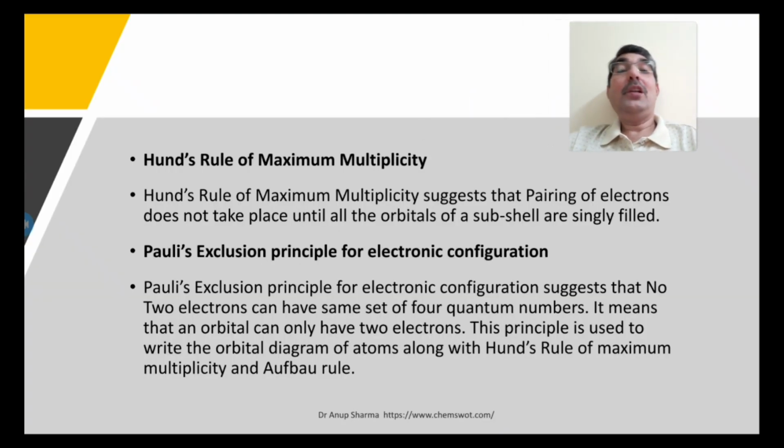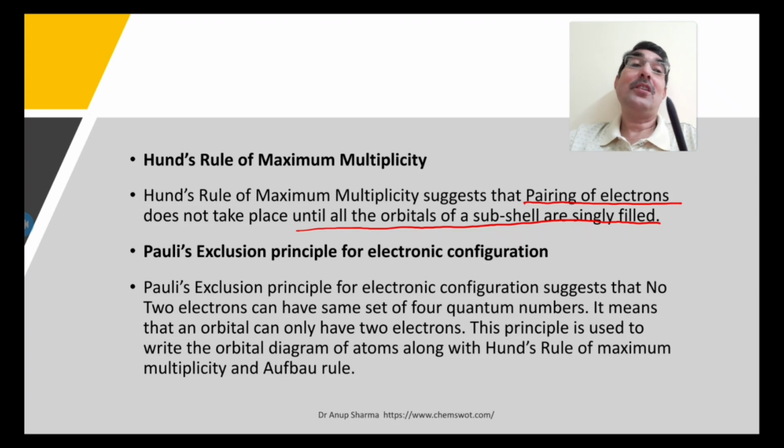Now the main rules start for electronic configuration. First is Hund's rule of maximum multiplicity. So what does it suggest? It suggests that pairing of electrons does not take place until all the orbitals of a subshell are singly filled. So we need to have one electron in each orbital before pairing it into the orbitals.